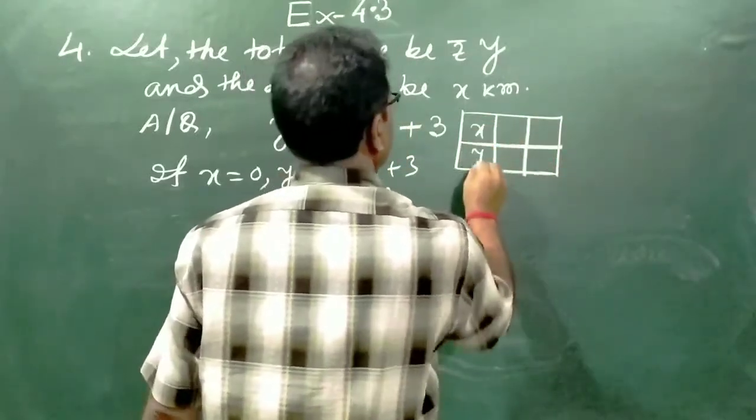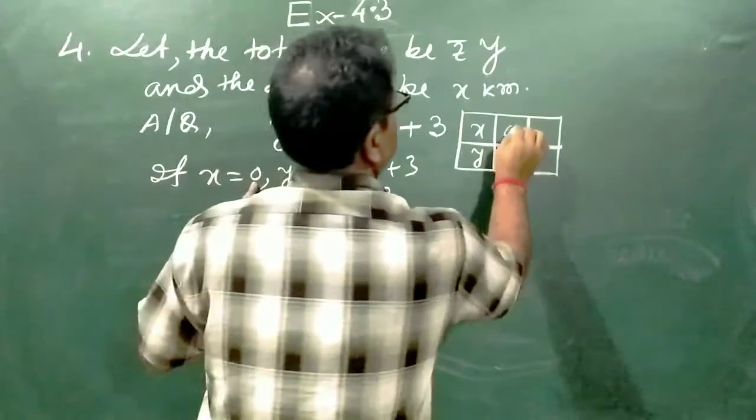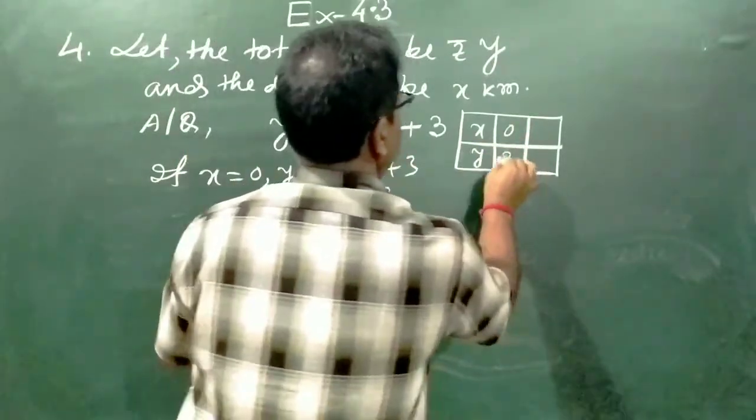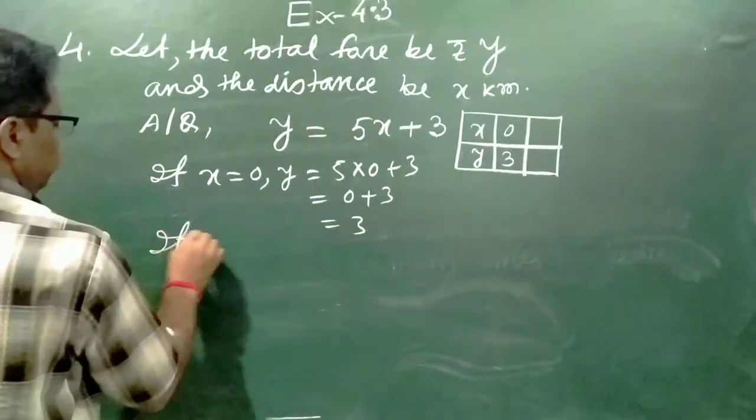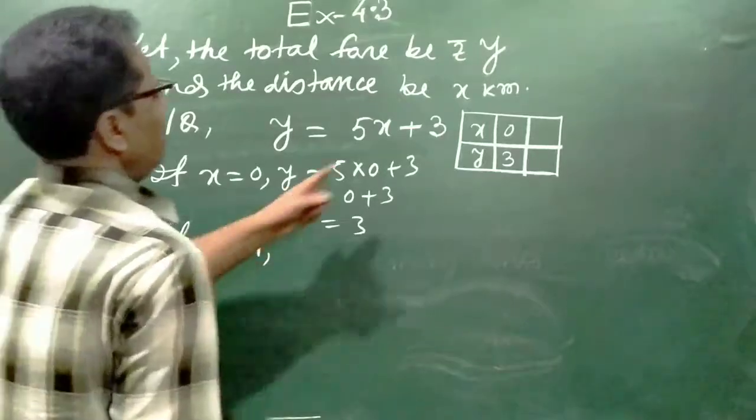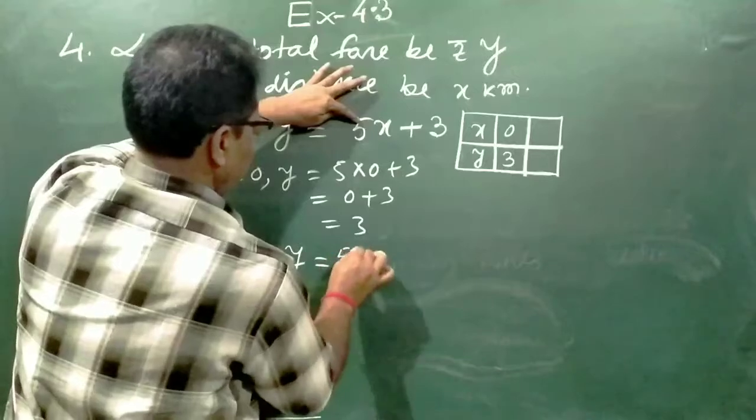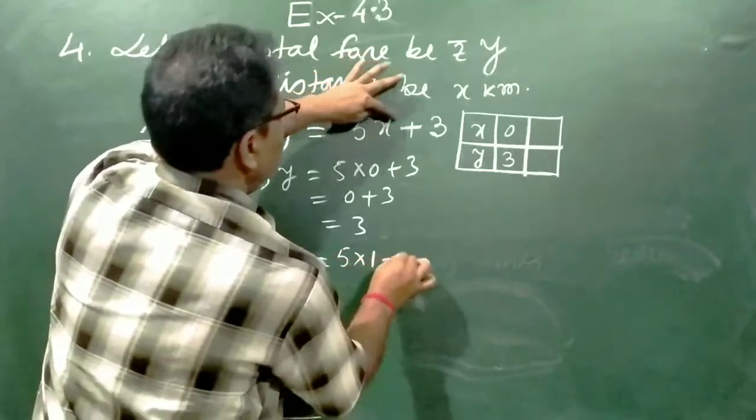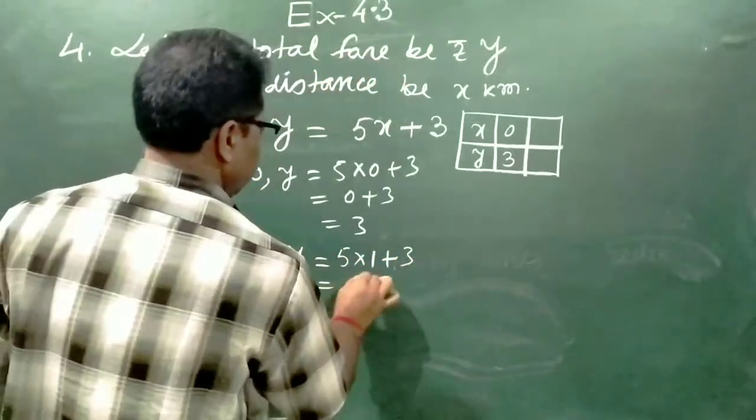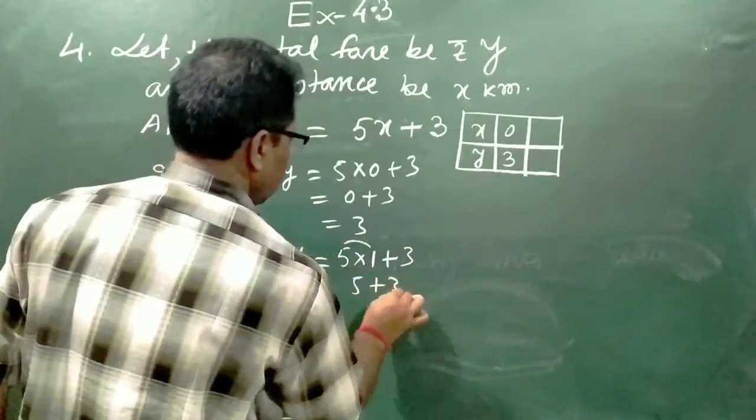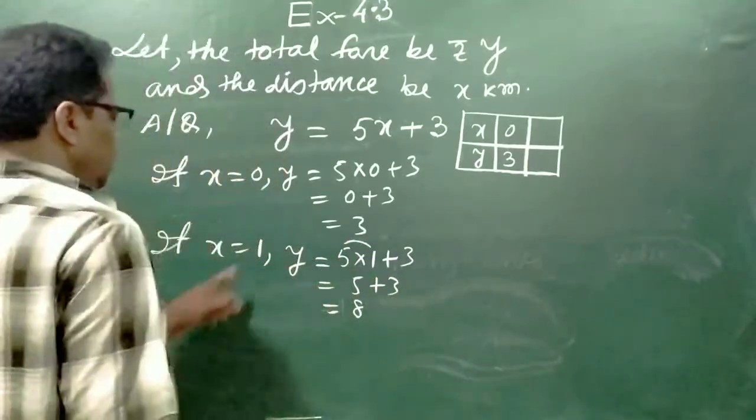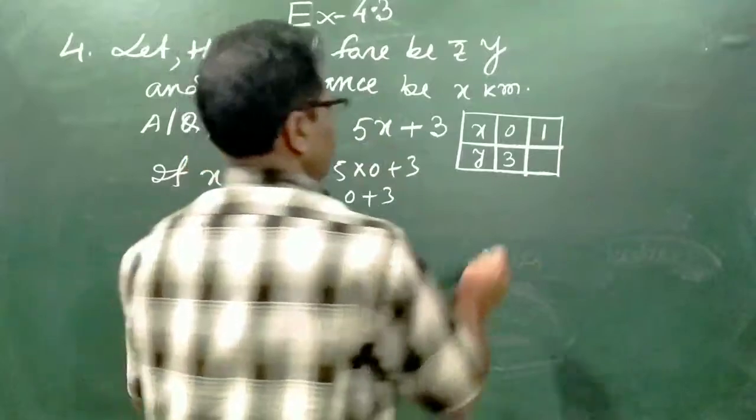This is x, this is y. So when the value for x is 0, the value for y is 3. If x is equal to 1, then what will be the value of y? Now y is equal to 5x + 3. Then 5 times 1 is 5, plus 3, which is 8. So when x is 1, the y value is 8.